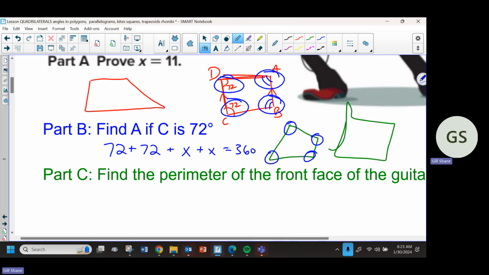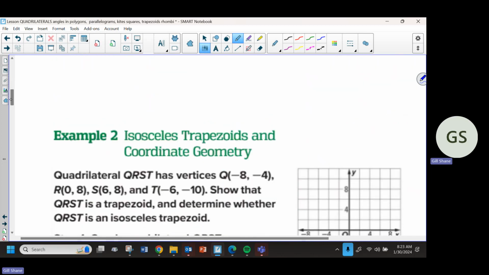I guarantee you that's a question either on the exit ticket or the quiz. And that's not a hard one. It's going to get tougher than that. You need to know how to do that. So I take that, I add the x's together, 2x plus 144 equals 360. I'm not going to solve it. You need to be able to do that algebra on your own. I'm going way too slow.